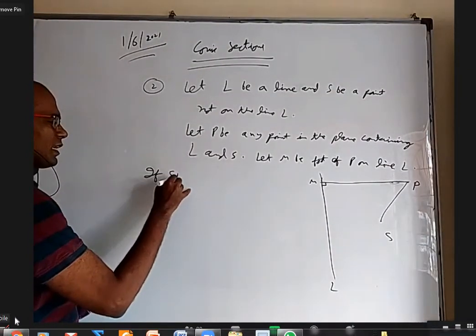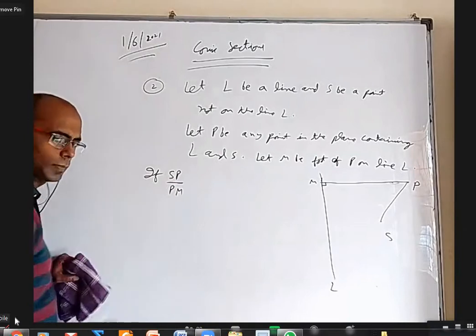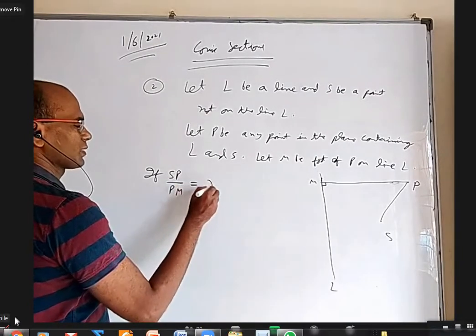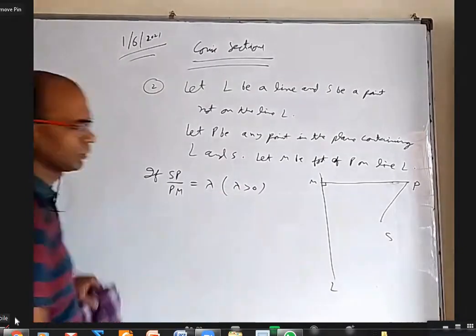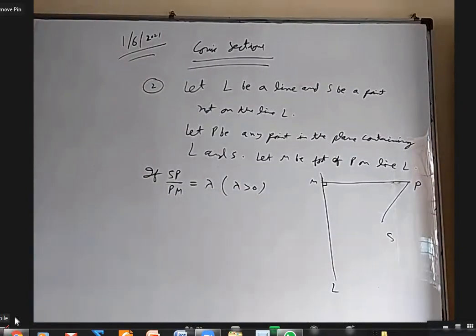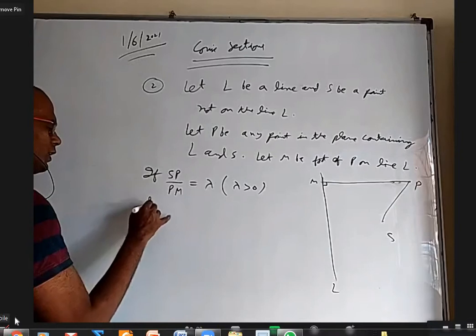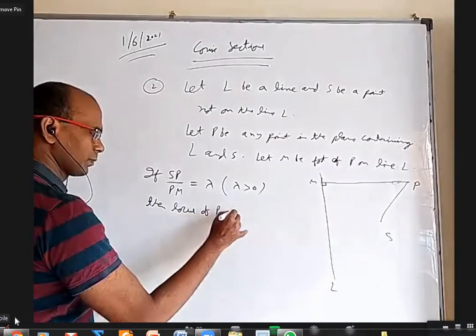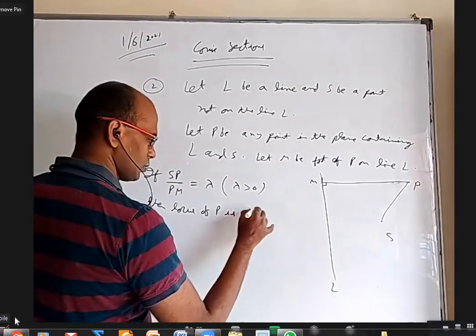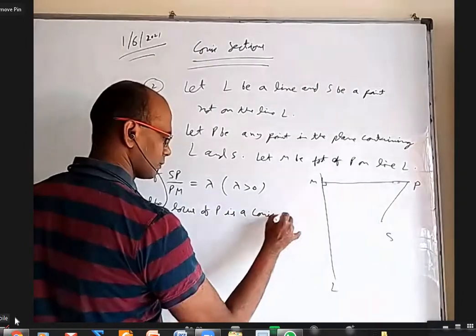If SP by PM is equal to some lambda, where lambda greater than 0, a positive real number, then the locus of P is a conic or conic section.